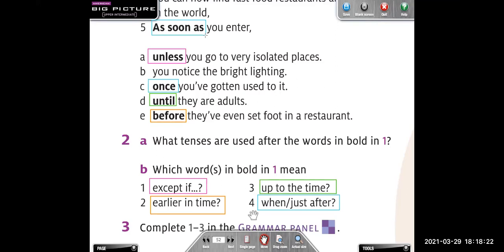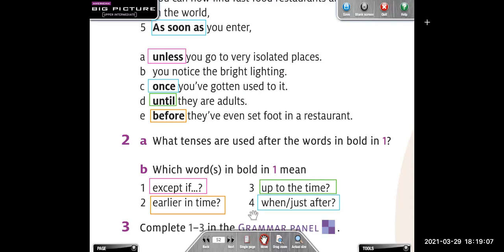Okay. So, I want you to tell me if you understand all these expressions here. As soon as, unless, once, until, or before. Do you understand all of them? As soon as. Tan pronto como. For example, it says, as soon as you enter, you notice the bright lighting. Tan pronto como tú entras al lugar, tú notas la luz del lugar, ¿cierto? La luz fuerte, brillante.